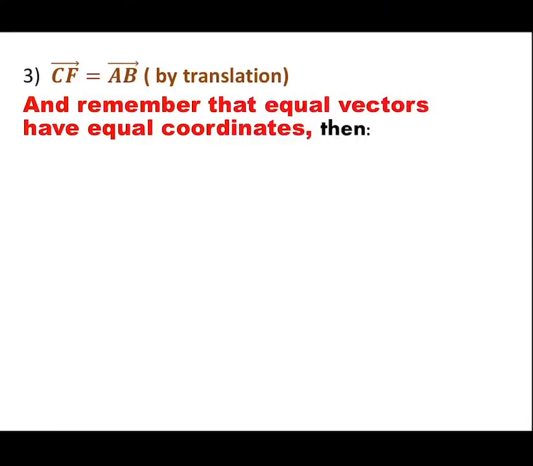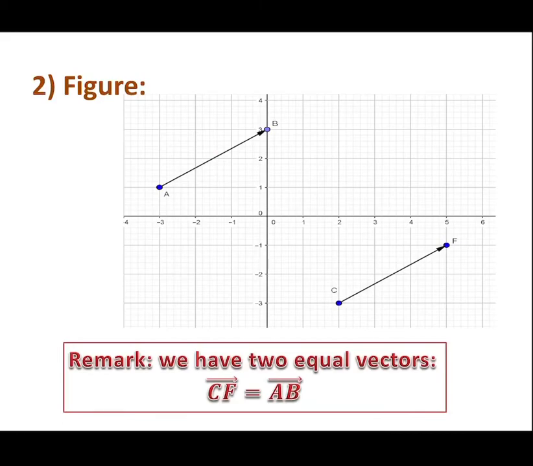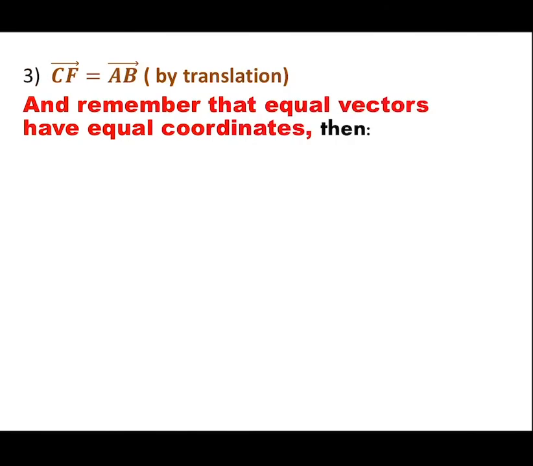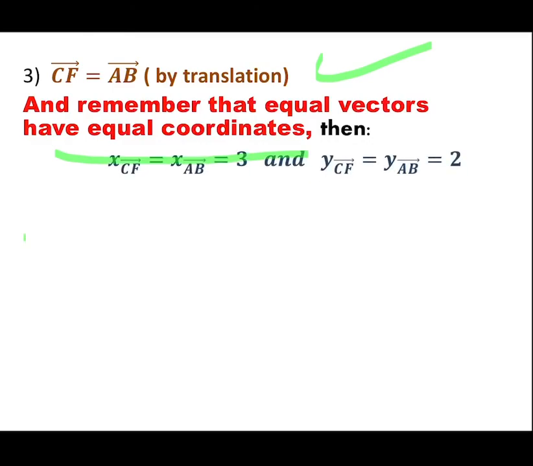Okay, the last part, how do we calculate coordinates of point F? The last part asked me how to calculate coordinates of point F. We know from the previous explanation that when we have two equal vectors, they have equal coordinates. Equal vectors have equal coordinates. CF equals AB by translation, so x of CF equals x of AB, that is 3, and y of CF equals y of AB, that is 2.